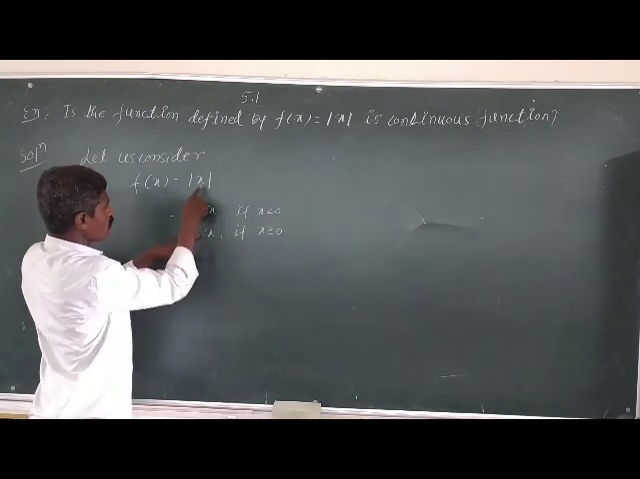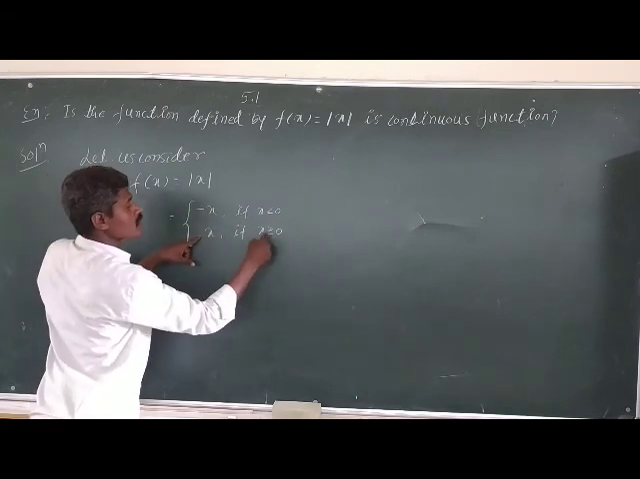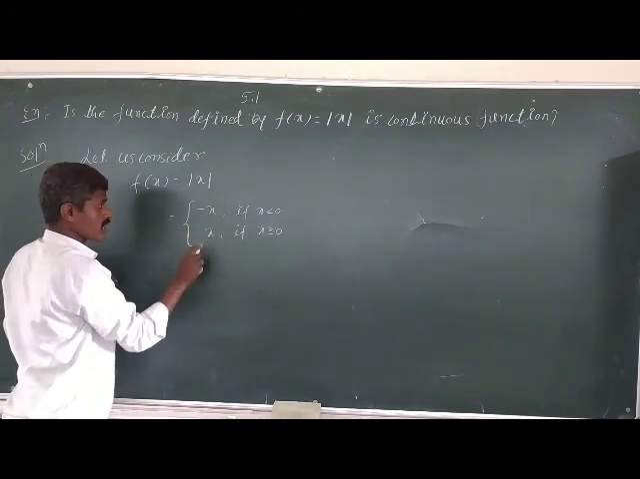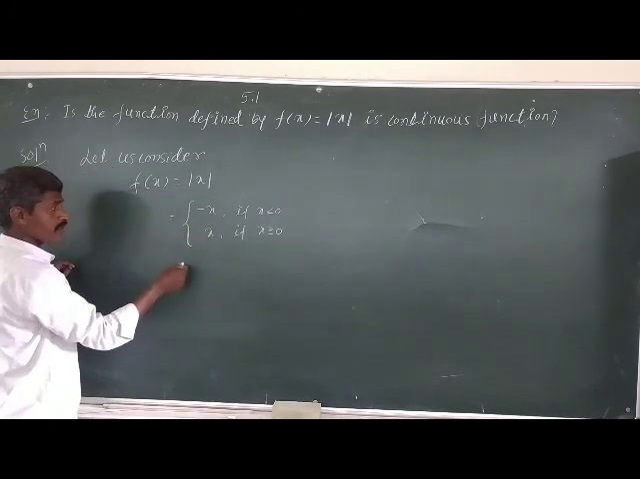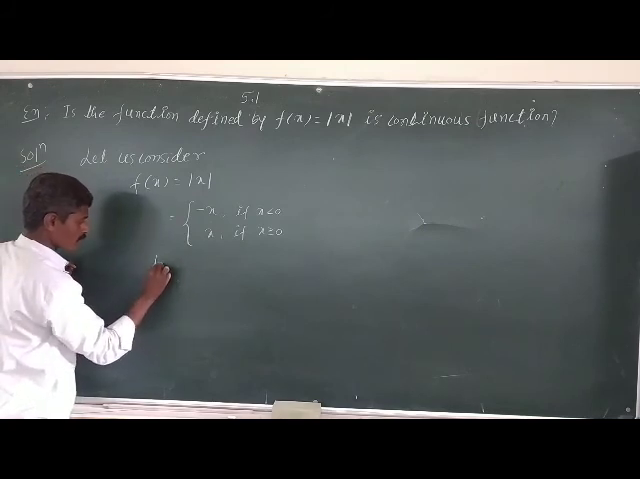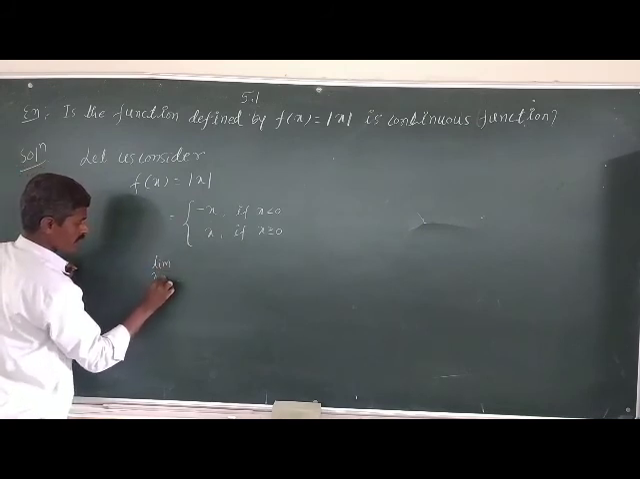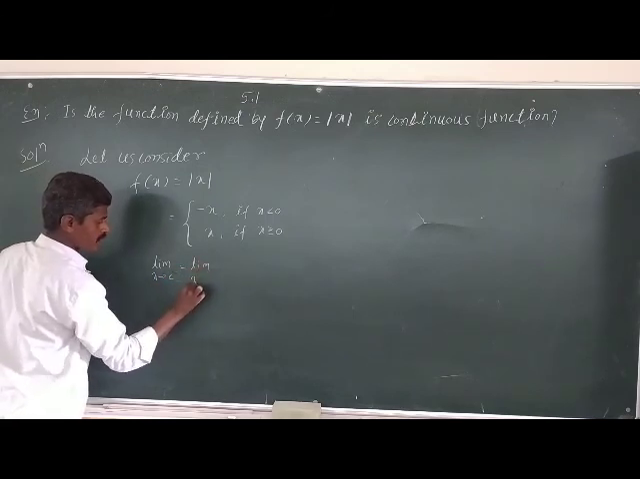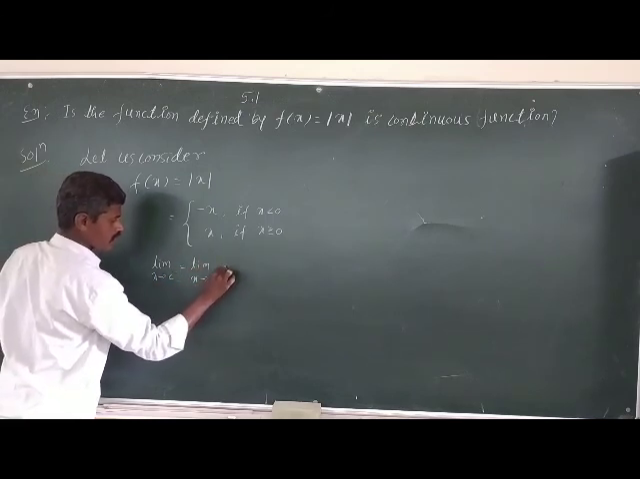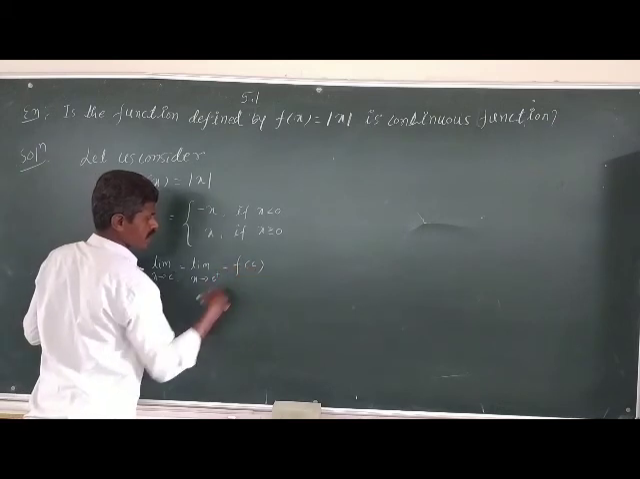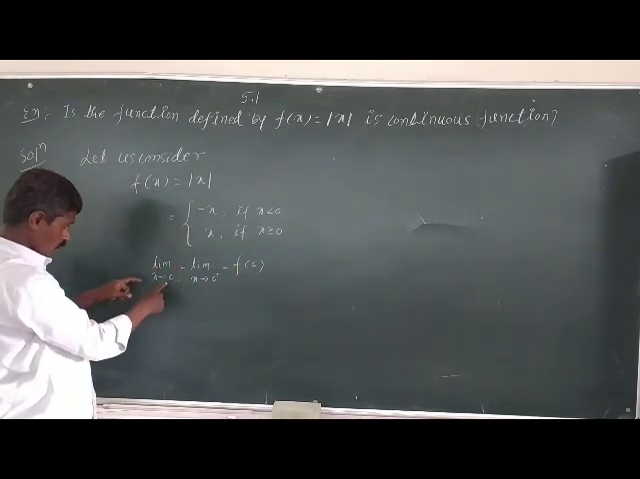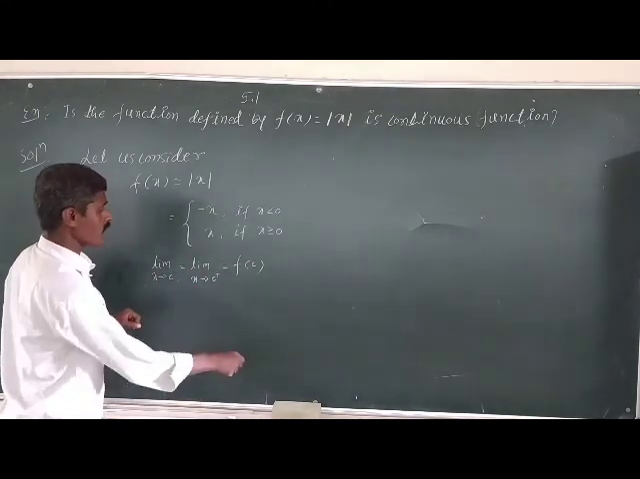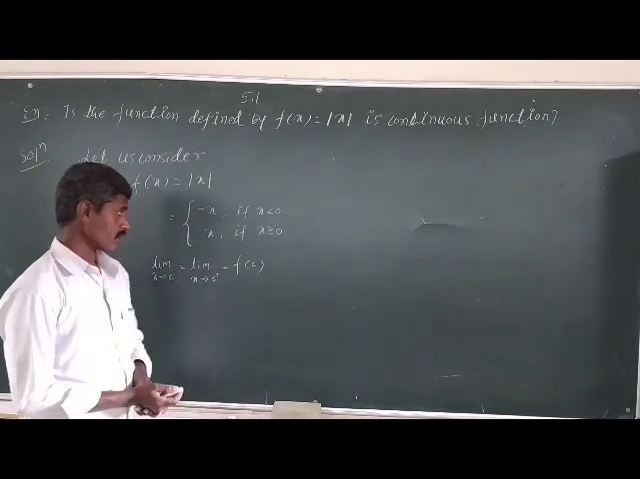And the value of x is positive when x is greater than or equal to 0. So here we have two functions. To check the continuity of this function, we use the formula: limit as x tends to c minus equals limit as x tends to c plus equals f of c. If the function satisfies this condition, then the function is continuous. Otherwise, the function is discontinuous.